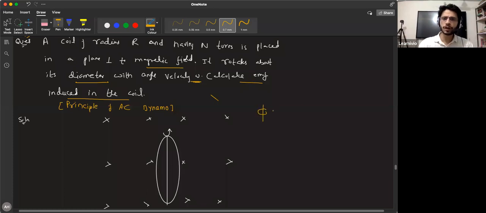What is the formula to calculate flux, Hishma? NBA cos theta. Very good. So you have to decide, due to the rotation of the coil, which quantity will change? If nothing is changing, that means there is no change in flux and EMF will be zero. So first of all, you have to decide which quantity is changing: B is changing, A is changing, or theta is changing.